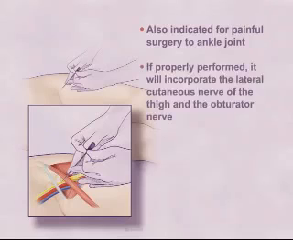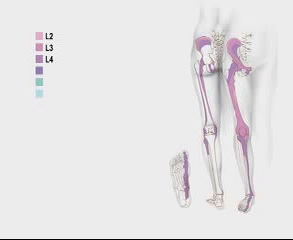If properly performed, this block will almost always incorporate the lateral cutaneous nerve of the thigh and the obturator nerve, which makes the continuous femoral nerve block a more appropriate option than continuous lumbar plexus block if a careful risk-benefit ratio is calculated. The femoral nerve originates from the second, third, and fourth lumbar roots, and the bones of the lumbar osteotomes of L2, L3, and L4 will be covered if this nerve is blocked.